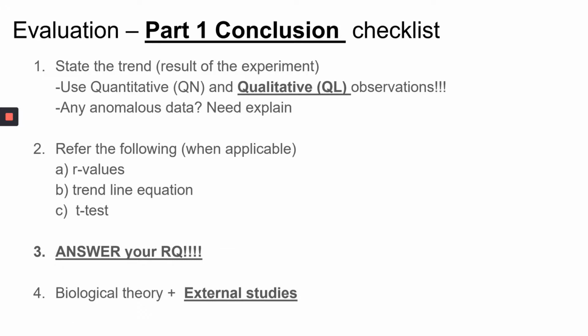The next reminder is very, very important: refer back to your research question and hypothesis. Like I said before, the purpose of your experiment is to set out to answer your research question. So after you have done your experiment, of course you need to answer your questions. Make sure you refer back to your research questions and answer your hypothesis. To answer those, you need to have the biological theory, and it will be very good if you can provide a few external studies that support your experiment.